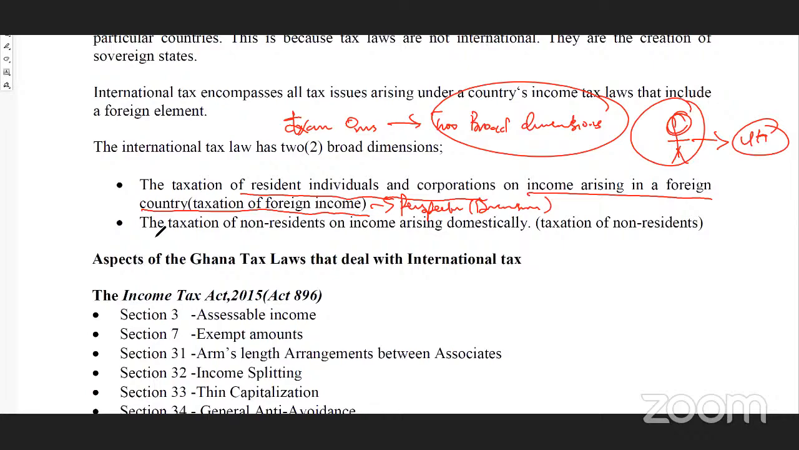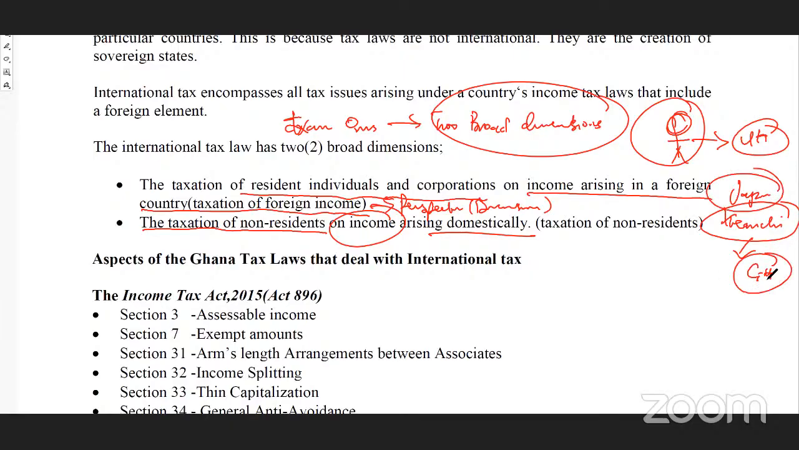Then there's the taxation of non-residents on income arising domestically. So this is where we have Kenichi. Kenichi is a Japanese who has come to Ghana to establish a sushi restaurant. So you see, Japan law interacting with Ghana law. When he goes to Japan, he's resident in Japan, but he came to make money in Ghana. So what rules will tax Kenichi when he's in Ghana? These two broad dimensions, I would rather you write them down, because it is very, very important. If you can do this, you should be fine when it comes to international taxation.